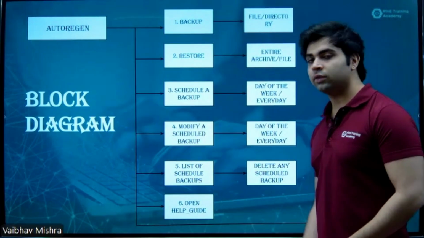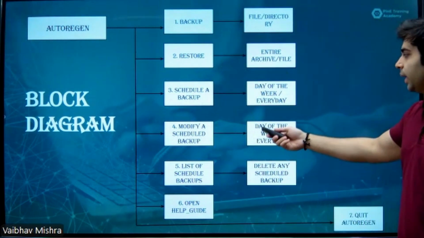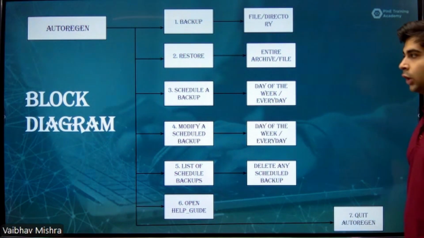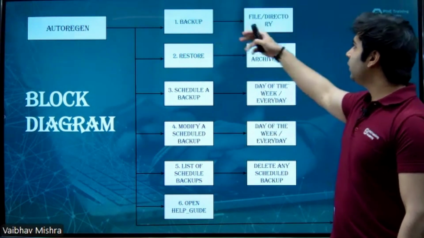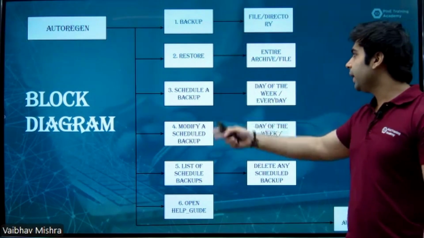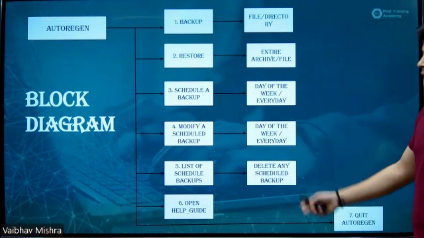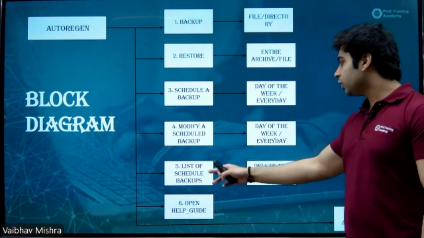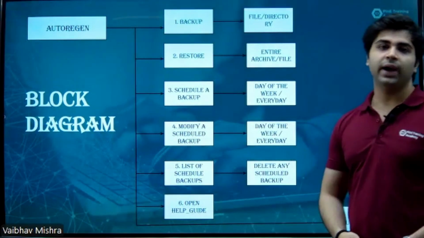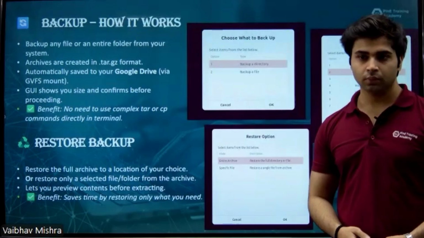AutoRegen has 7 parts: first backup, restore, schedule a backup, modify a scheduled backup, list of scheduled backups, open help guide, and seventh, quit AutoRegen. So what is in backup? Backup has files and directories. Restore has the entire archive or a file. Schedule a backup by day of the week or every day. Modify a selected backup, choosing the day of the week or every day. And list of scheduled backups, where you can delete any scheduled backup. And sixth is open help guide, which will help you understand how to automate our project.